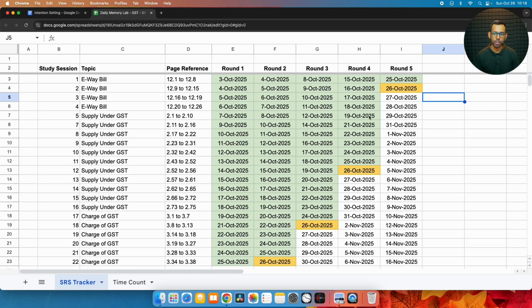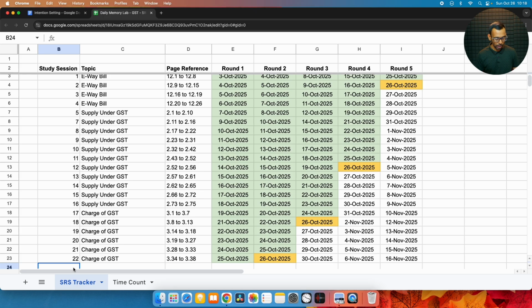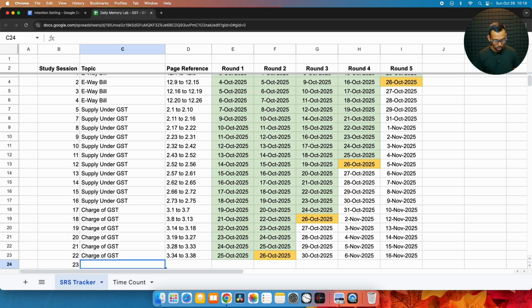In today's study session, we will be covering round 5 of e-way bill page number 9 to 15, round 4 of Supply Under GST page number 52 to 56, round 3 of charge of GST page number 8 to 13, and round 2 of page number 34 to 38 charge of GST. And then based on the time availability, we will progress with 5 to 6 new pages today.